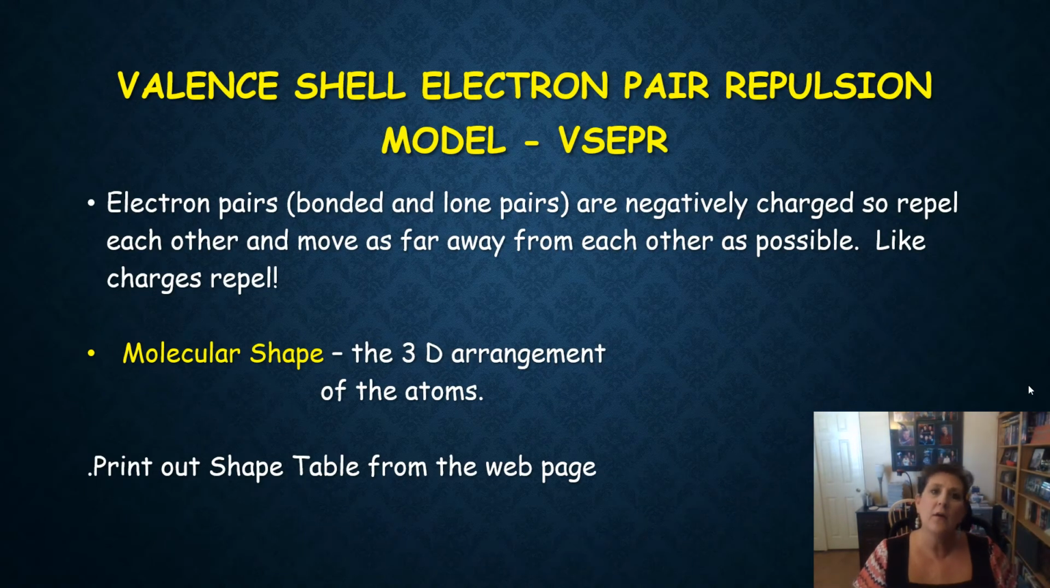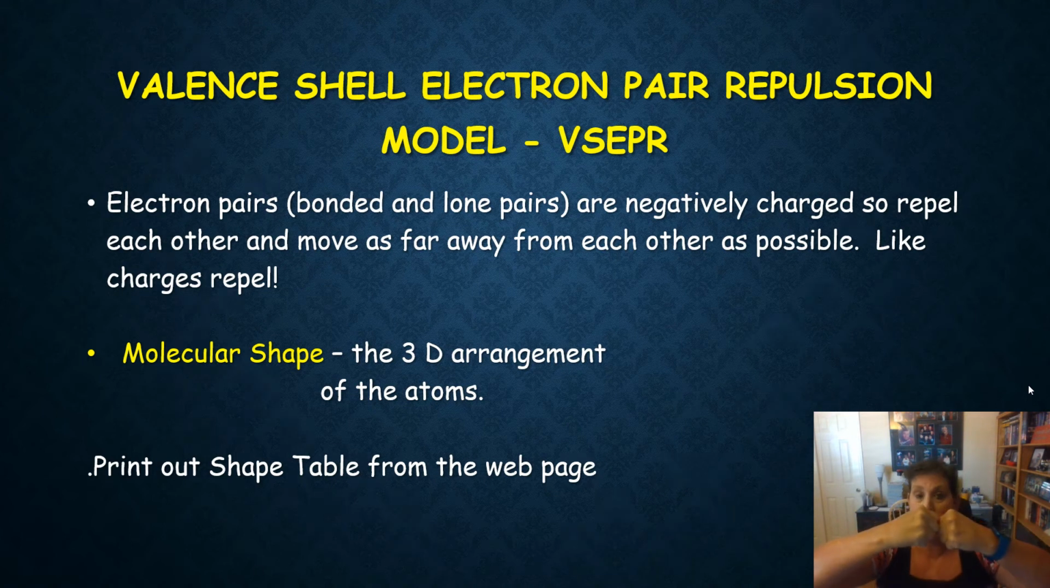So the theory is called valence shell electron pair repulsion model, or theory, VSEPR. So electrons are negatively charged. And so electrons don't like to get close because it's hard to push negative things together. So negative things repel and push apart. Electrons repel and push apart, and this gives rise to the three-dimensional shape of our molecules.